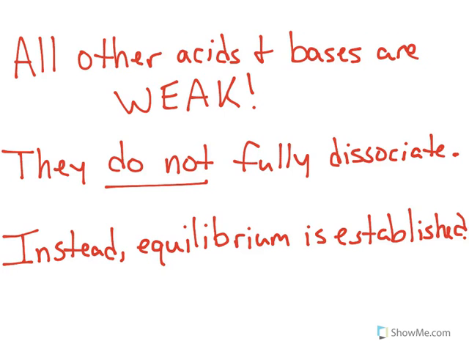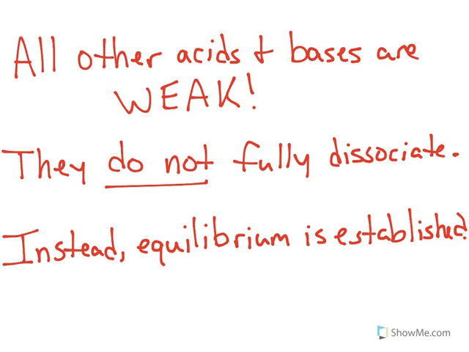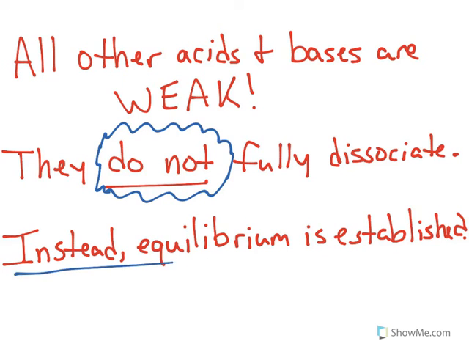Now, why those are important is because everything else is considered to be weak. If it's not one of these 6 acids or a group 1 or 2 metal hydroxide, it is not a strong acid nor a strong base. It is a weak acid or a weak base. The most important part of that is that you understand they do not fully dissociate. They're only going to partially ionize, and instead they're going to establish some sort of equilibrium.